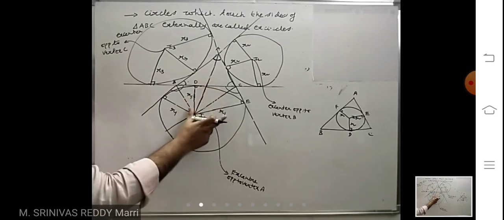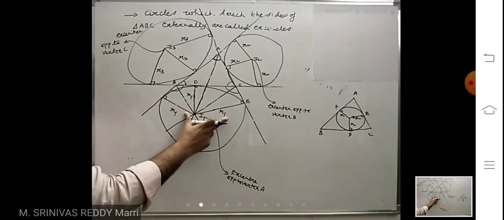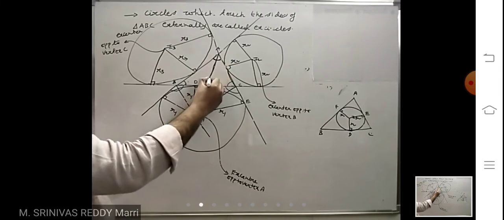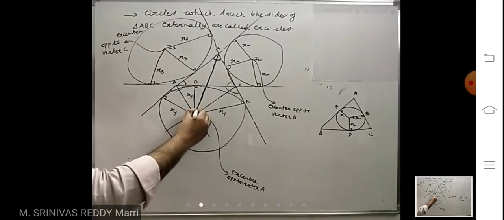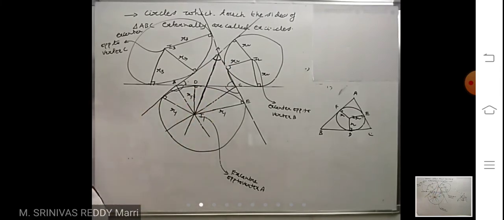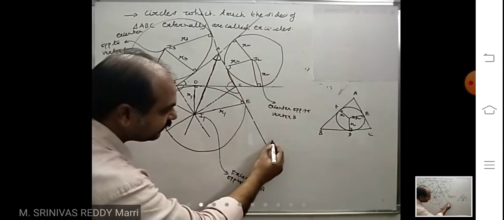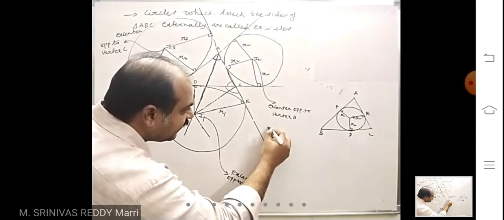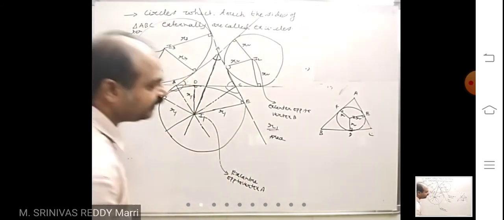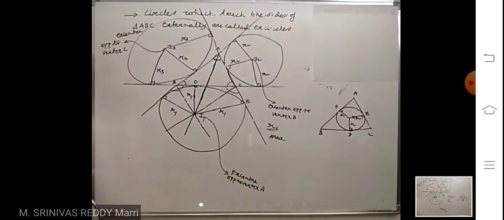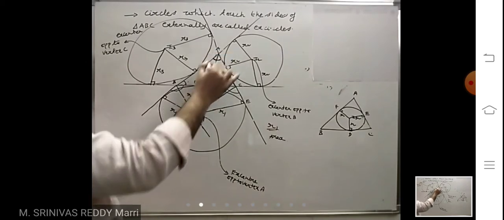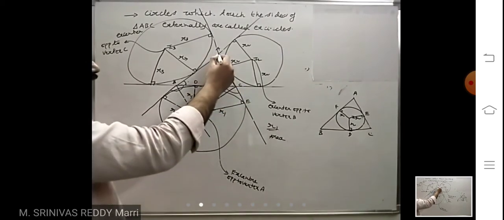We will find a formula for calculating the radius of this circle, R1. If you look at the diagram, I will explain. I am deriving one formula for R1. Look here, at triangle AI1C.